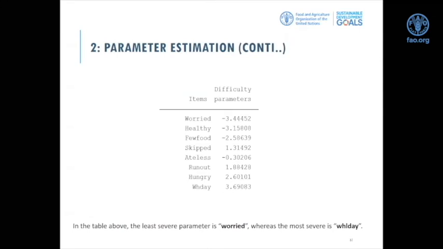So once the data is inputted into the model, the respondent parameters are estimated from the raw scores. The raw scores are the number of affirmative or yes responses given to the 8 FIES questions. The raw score is an integer number with a value between 0 and 8. Thus, the total number of parameters is 9.